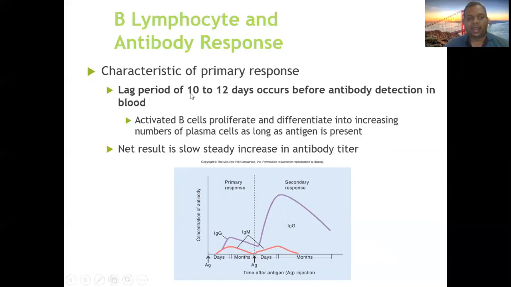There is always a lag period of 10 to 12 days before antibody is detectable in blood. So once the antigen or invading pathogen is there, it takes 10 to 12 days to sensitize for that particular reaction to occur and lead to clonal expansion. Once clonal expansion occurs, it initially forms IgM. That's why it appears early. With time, IgG activation also occurs, but it's still a primary response.